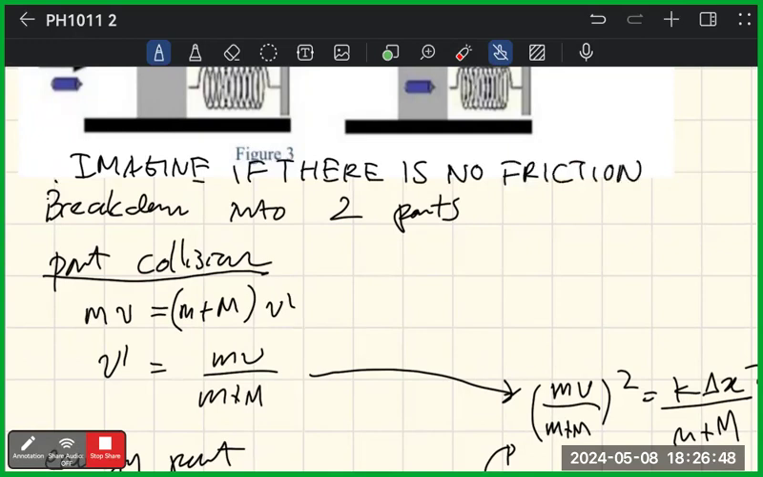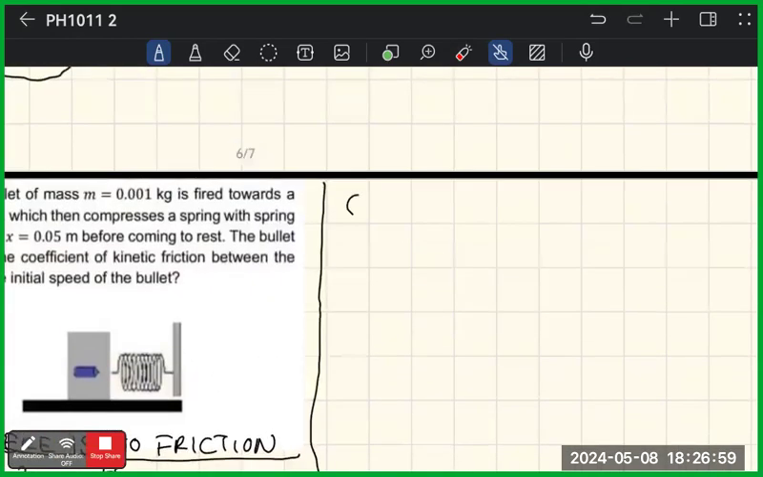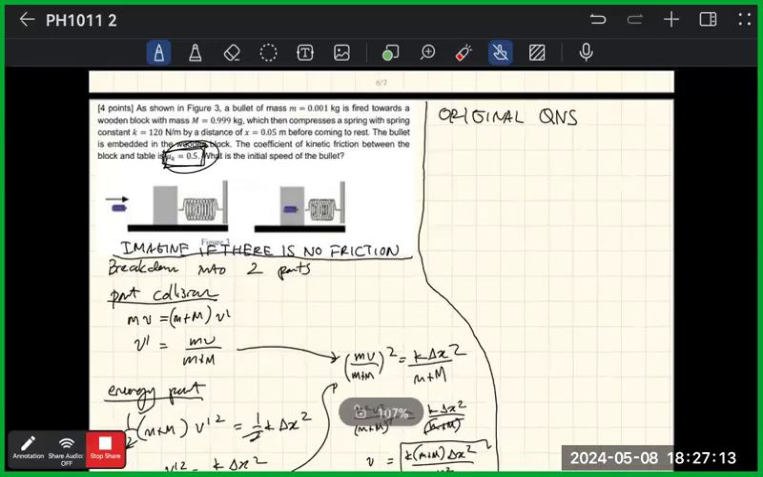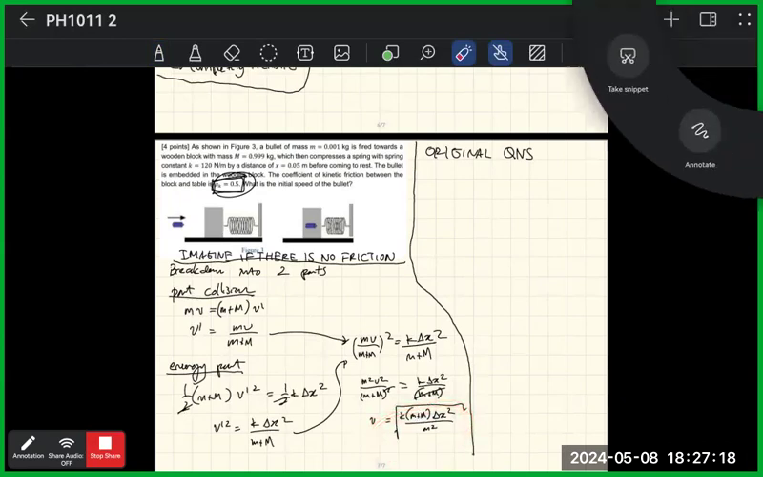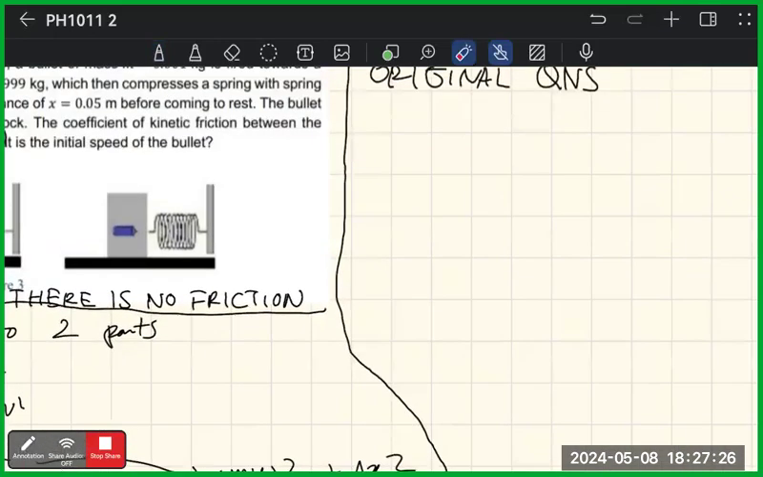Well, let's just say that I did this intentionally so that I can teach you about the conservation of energy. But now the original questions will have to deal with the condition with the friction. Imagine if there is no friction, the answers would have been like this. That's intentional so that I can teach you about energy, and then now I'll teach you about the work done.